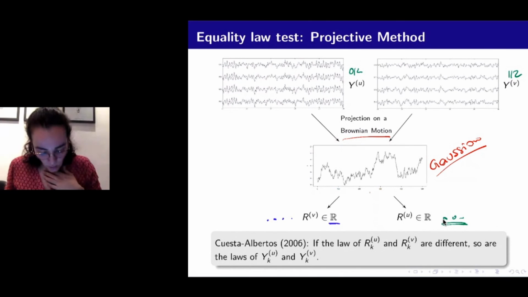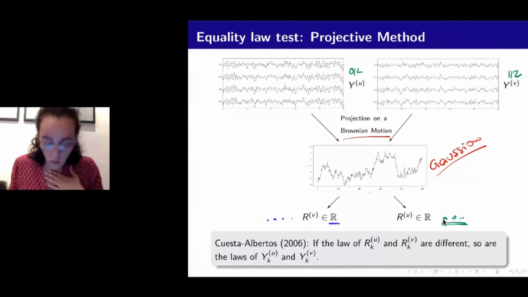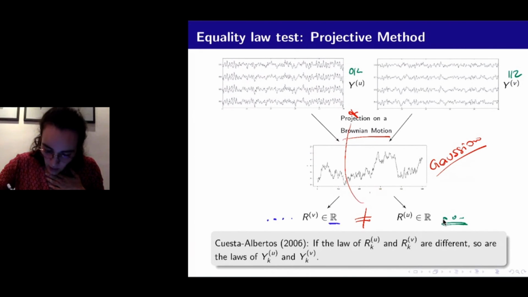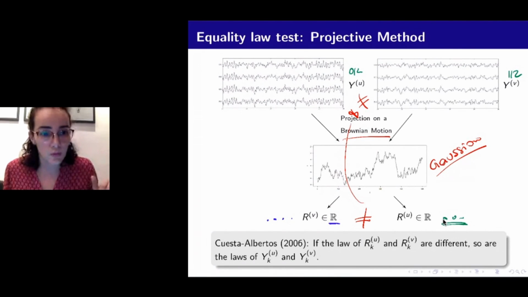And then what Cuesta-Albertos and co-authors proved in 2006 is that if we apply some statistical test and see that these laws are different, so are the original ones, the ones which are not projected. Okay, so this is what we do in order to test this prune-or-keep criterion that I'm trying to define for you.